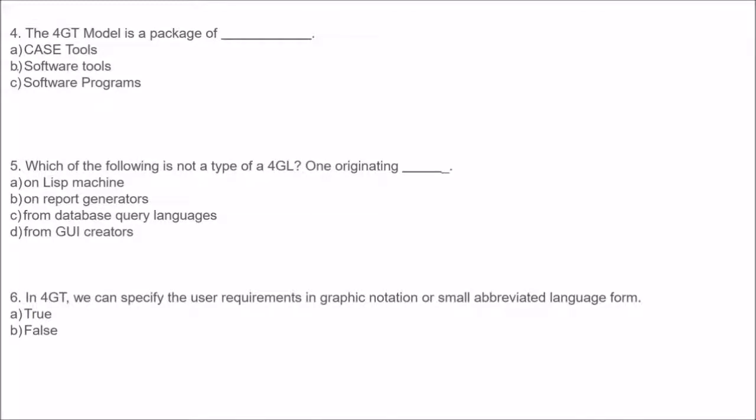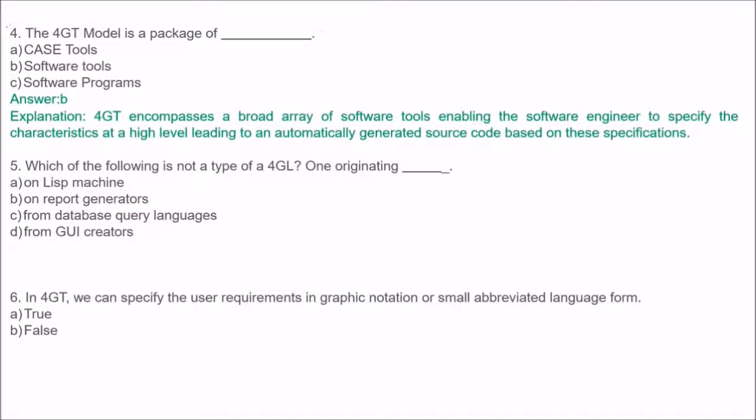Now, the 4GT model is a package of software tools. The 4GT model encompasses a broad array of software tools, enabling the software engineer to specify the characteristics at a higher level, leading to automatically generated source code based on these specifications.